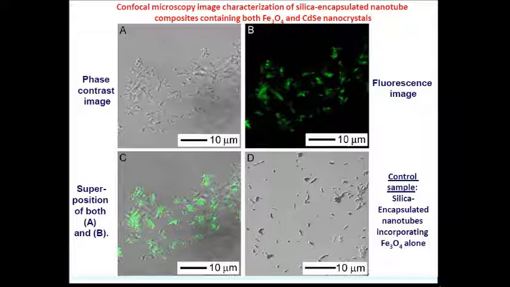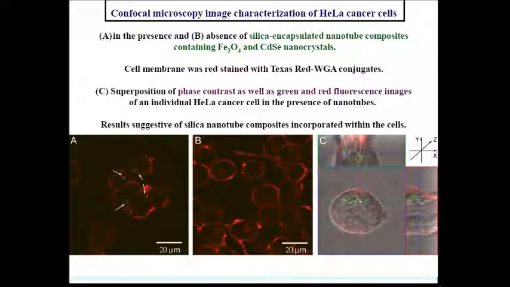The phase contrast image and the fluorescence image overlap. The control sample incorporating iron oxide alone doesn't show this particular signal. So as you would expect, the presence of quantum dots makes this visible. And the implication, therefore, is that you can incorporate these composites into HeLa cancer cells. You can image these HeLa cancer cells. And what I'm showing you right here is phase contrast as well as green and red fluorescence images of an individual HeLa cancer cell in the presence of nanotubes.